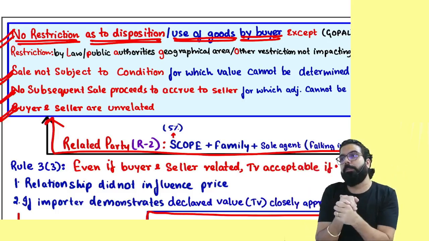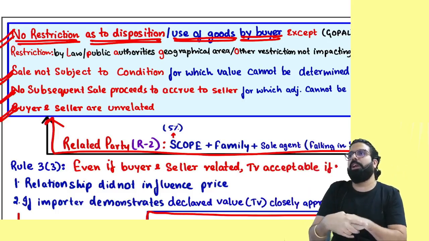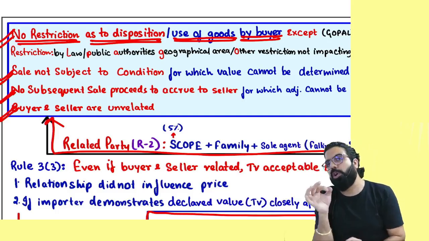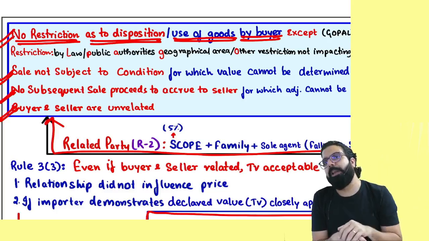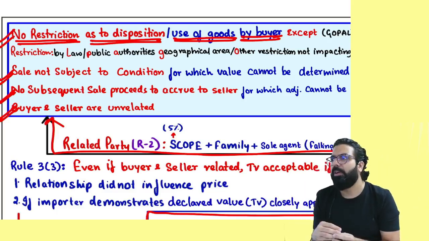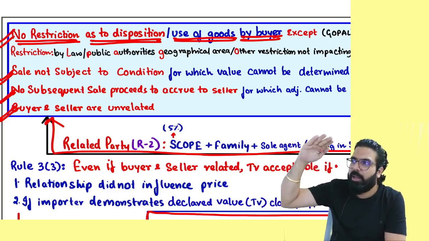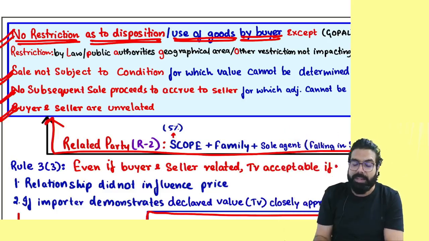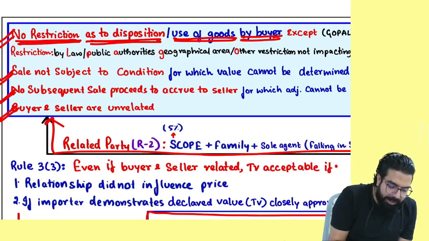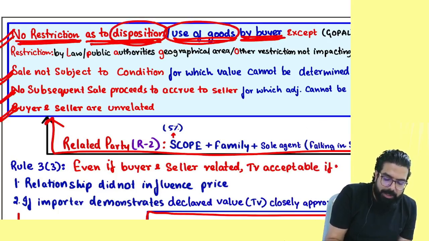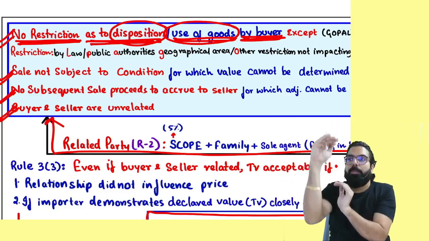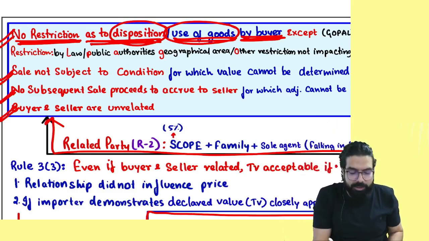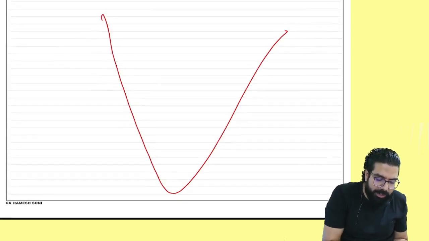If he has imposed some condition, suppose one person from outside India sold you calculators and told you these calculators should be sold only in village areas to poor people, then the price will be influenced. If anyone puts any condition, he will charge you a lower price. That is why the government says there should not be any restriction as to the disposition or use of the goods by the buyer, because if there is a condition, it is a conditional sale, and the value will always be less. Now you tell me one thing, you imported the goods from outside India, okay?